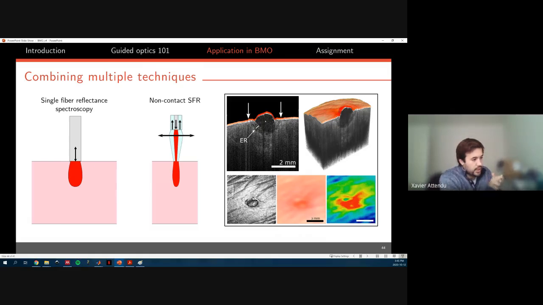Okay, so it's been a very broad overview. We haven't gone into too much depth on any of the subjects. Do you guys have any questions about the fiber stuff, the guided optic stuff, the potential applications, and so on and so forth, before I talk a little bit about the assignment? All good? No questions?